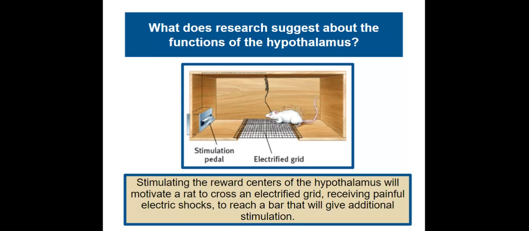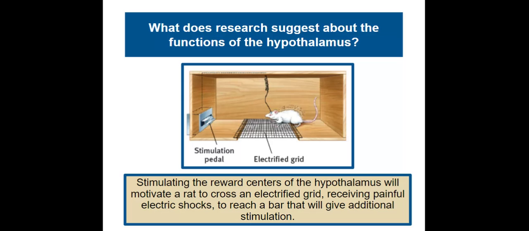But this stimulation pedal or food pedal will actually dispense a treat or some sort of reward for the rat. So what we see is the hypothalamus allowing the rat to overcome the pain of the electrical grid to get to the reward of the stimulation pedal. And the hypothalamus plays a key role in that.